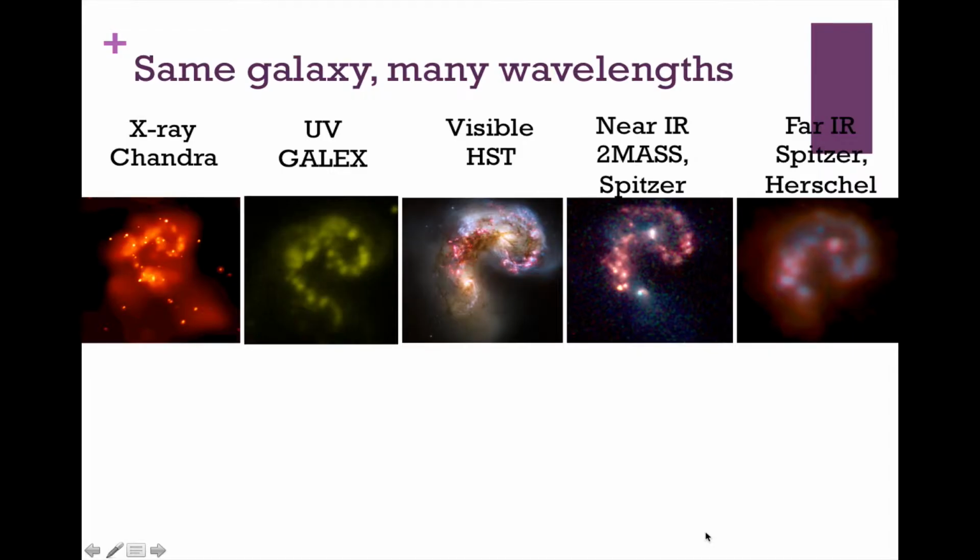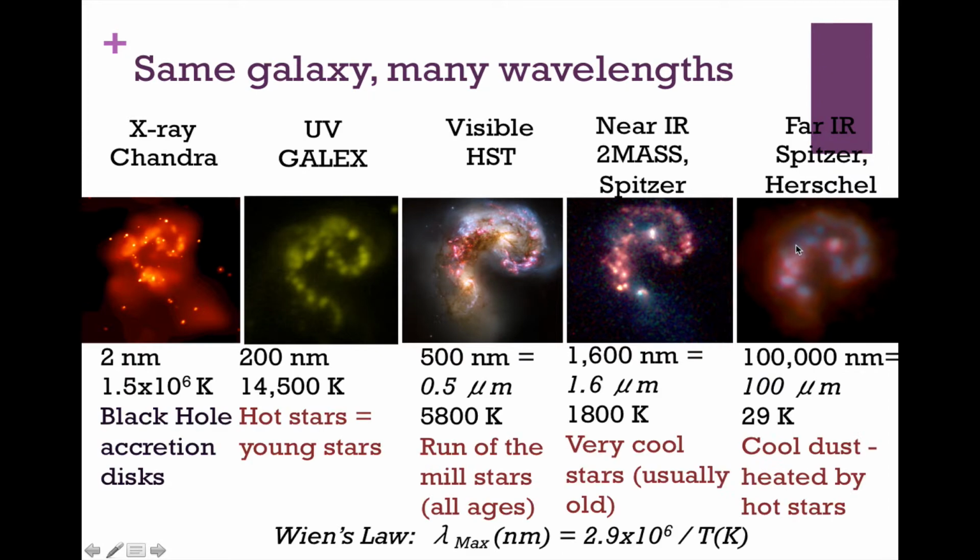This is what you get when you look at the same galaxy in many different wavelengths. Here you have an image that you might take with Chandra in X-rays. Here you have an image in the ultraviolet, which you might take with a spacecraft called Galex. Here is an image in visible light that you might take with HST. Here is an image in the near-infrared, which you might take with 2MASS, which is an all-sky ground-based survey, or Spitzer. Here is an image in the far-infrared, which you might take with Spitzer or Herschel.